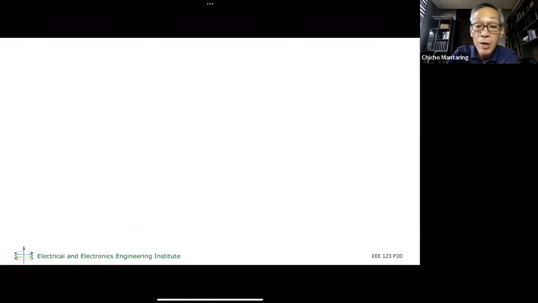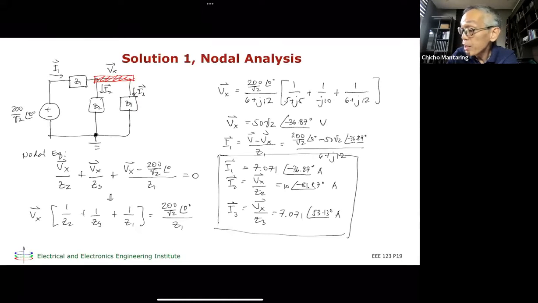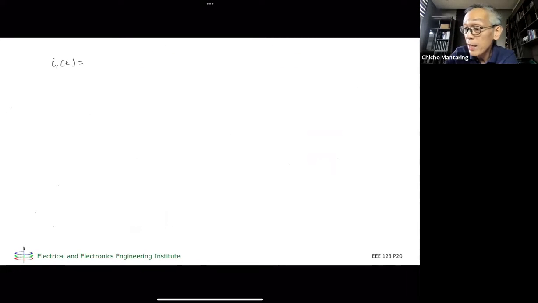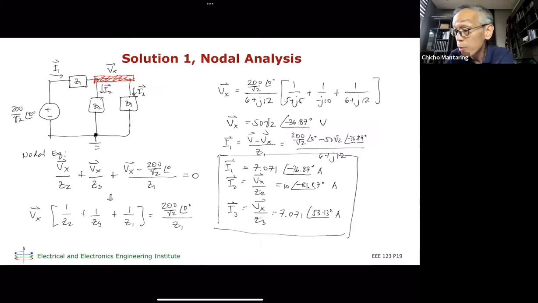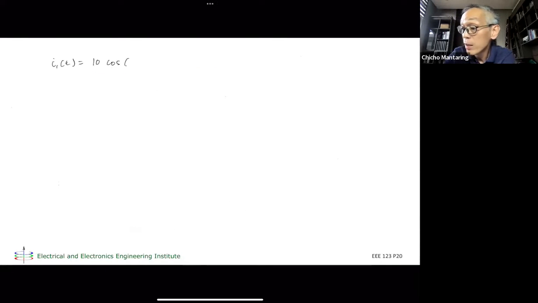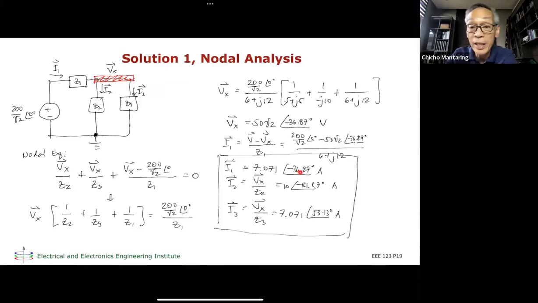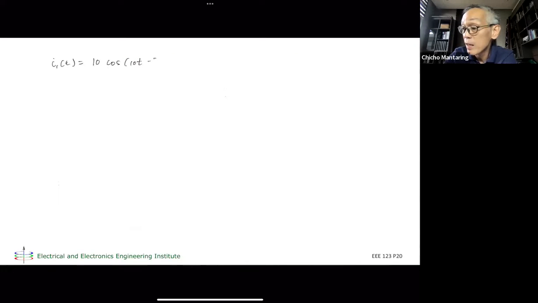So madali na natin makukuha yung I1 of t. No? So I1 of t, my amplitude will be 7.071 times the square root of 2. That's equal to 10 cosine omega t. Yung omega natin is equal to 10. Ano? Cosine 10t minus 36.87 degrees. This is amperes.